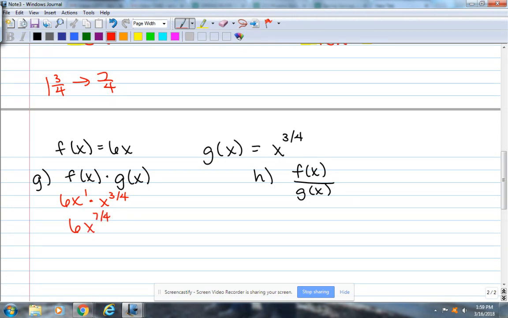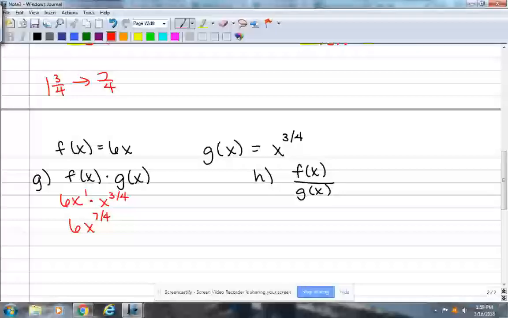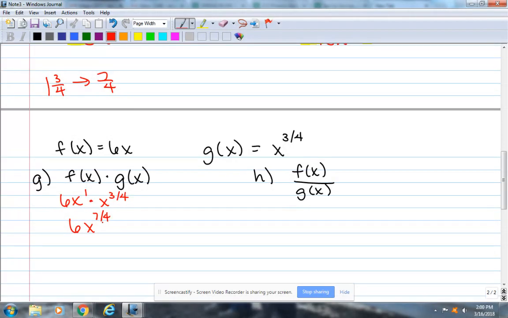Do y'all see what I did? I kind of skipped a step. But these are multiplied, so I add it. 1 plus 3/4 is 1 3/4. I made it improper. And that goes on your x. Does that make sense to everybody? Questions?